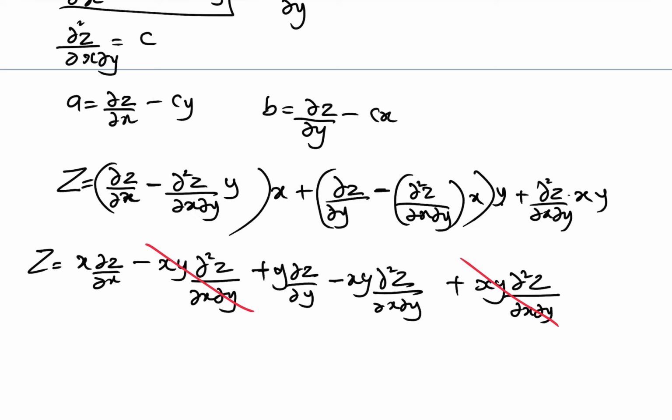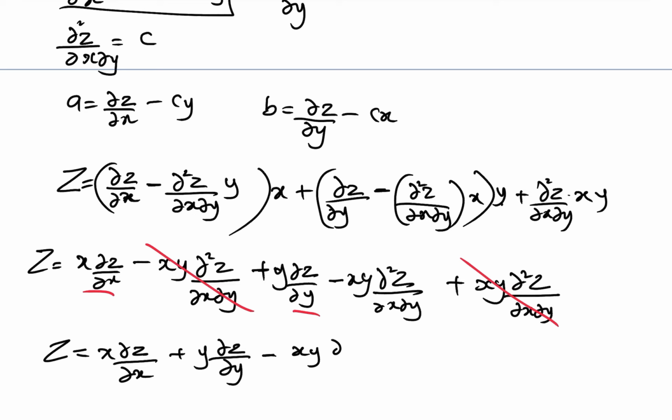Is there anything that we can add together? This is in delta x, this is in delta y, delta xy, no. So we can just write our final answer. So our final answer is going to be x dz dx plus y dz dy minus xy d square z over dx dy. So that's the answer for that.